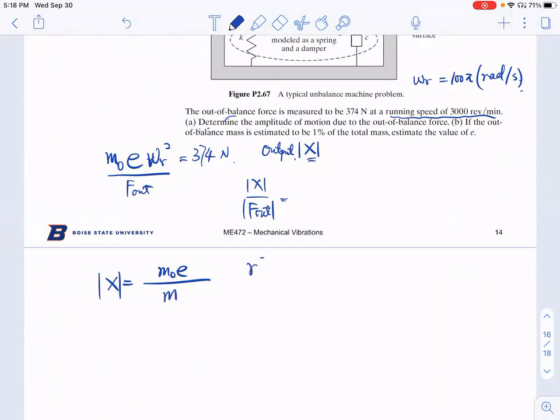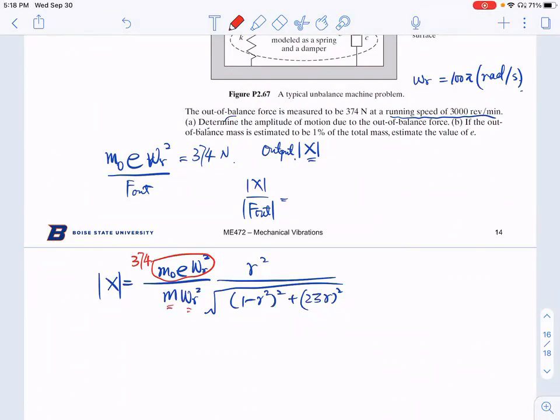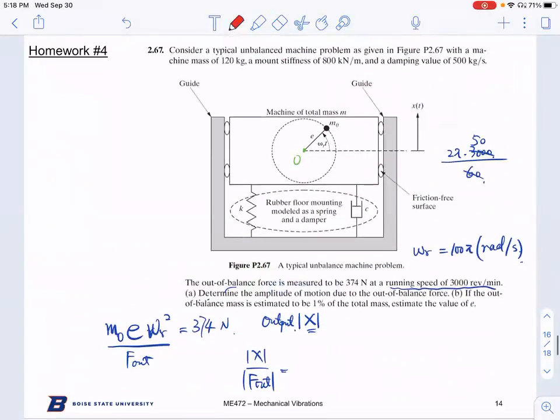So m naught r squared over the square root of 1 minus r squared, plus 2 zeta r squared. I read it so fast before I forgot. Okay, so that's our equation. But the problem is we don't know m naught. We only know the entire thing. What you can do is multiply both the top and bottom by omega r squared, right? Then the first part here is 374. And then we know the total mass, we know the speed omega r, we just calculate that. The total mass is 120.